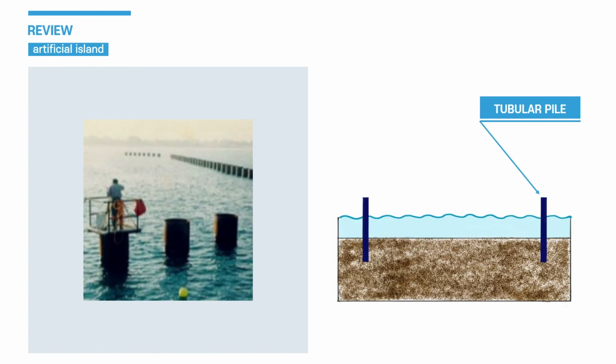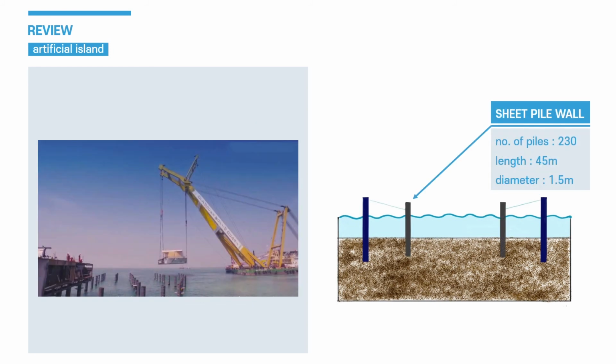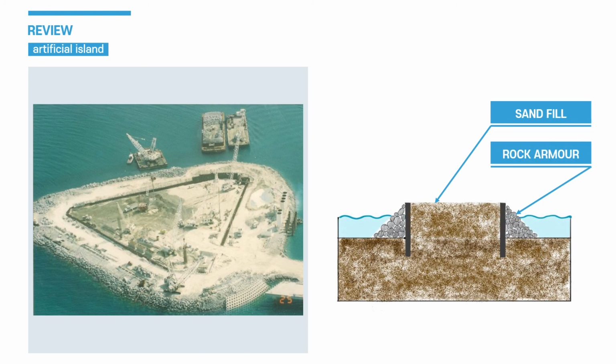Last week, we started the construction of Burj Al Arab's artificial island. To construct, they started with temporary tubular piles, along with sheet piles to form a shape of the island. And lastly, they filled the sheet pile area with sand and the outer area with rocks to set the island shape.